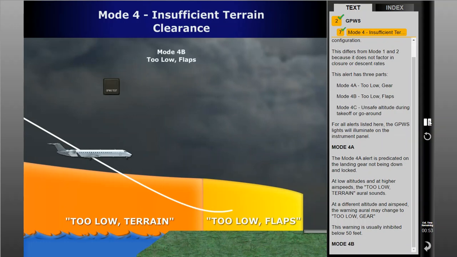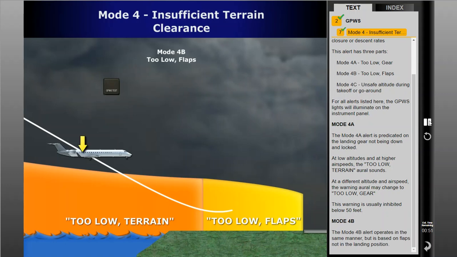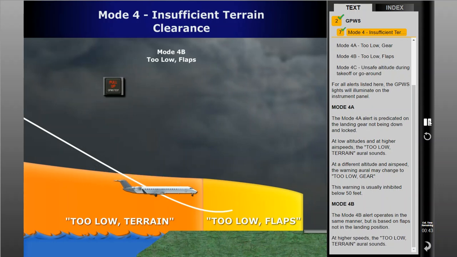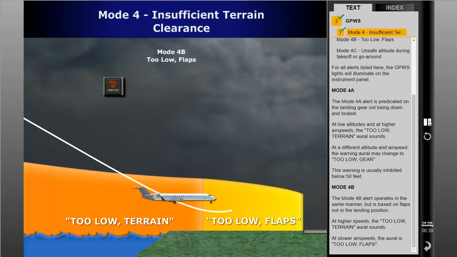Mode 4B. The Mode 4B alert operates in the same manner, but is based on flaps not in the landing position. At higher speeds, the too low terrain aural sounds. At slower airspeeds, the aural too low flaps sounds. Too low. Flaps.